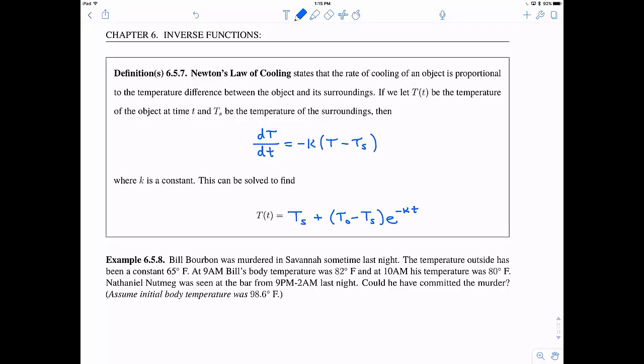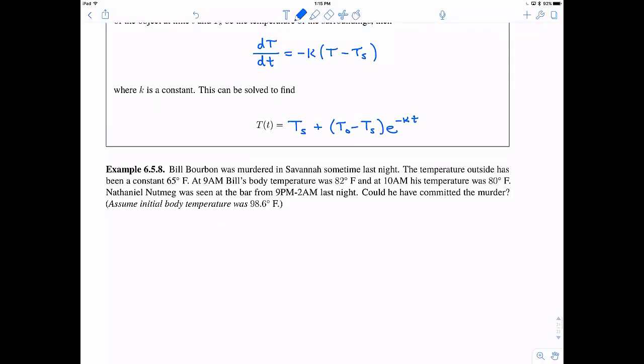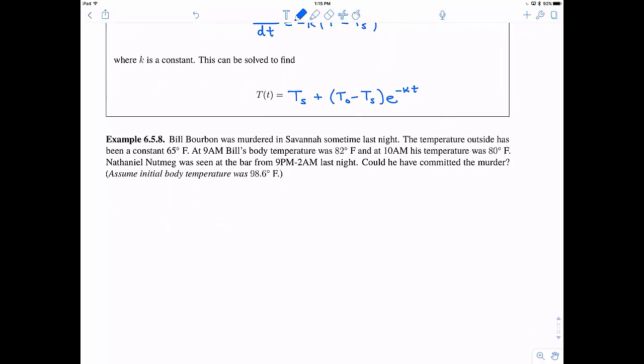We will actually see in the next video how we can solve for this. In the meantime, though, let's try to apply it. So in this example, it seems like there's been a murder.